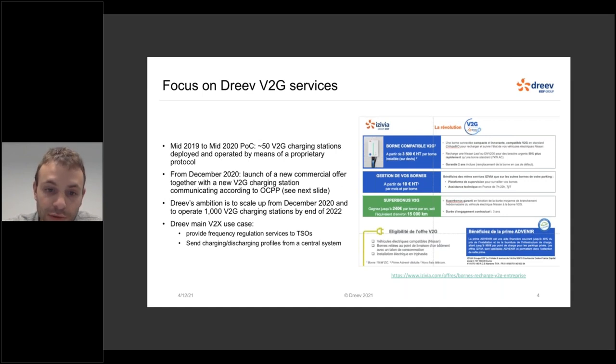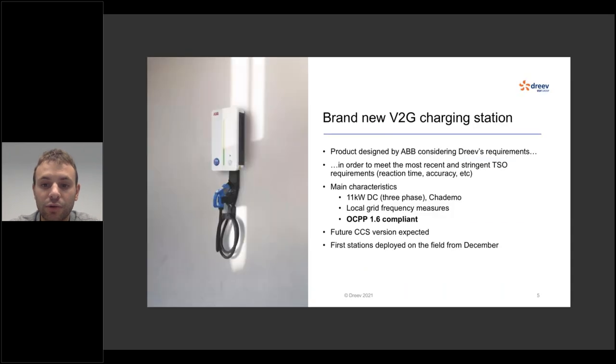And so the main Dreev V2X use cases that we are providing with this commercial offer are the following. Frequency regulation services to the transmission system operator. And of course, because you always need sometimes to send some specific set points, we need to be able to send charging and discharging set point profiles to the charging stations.